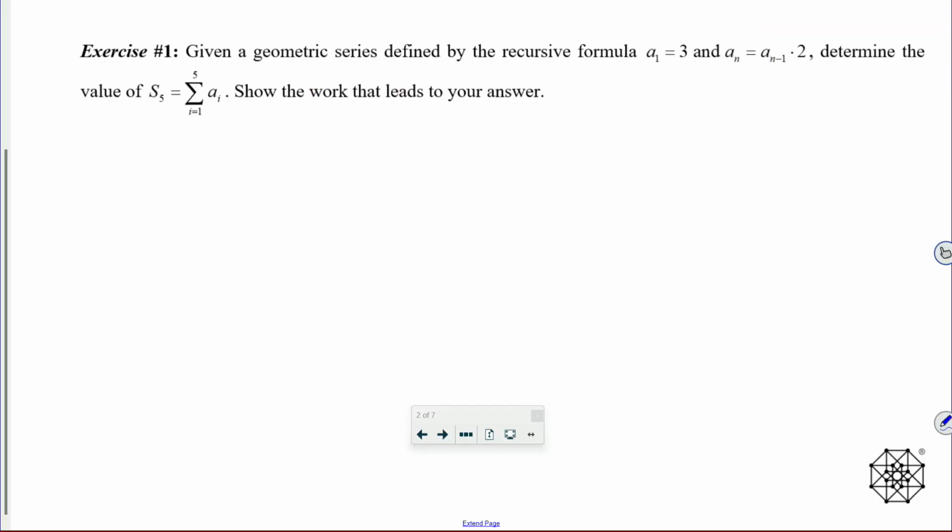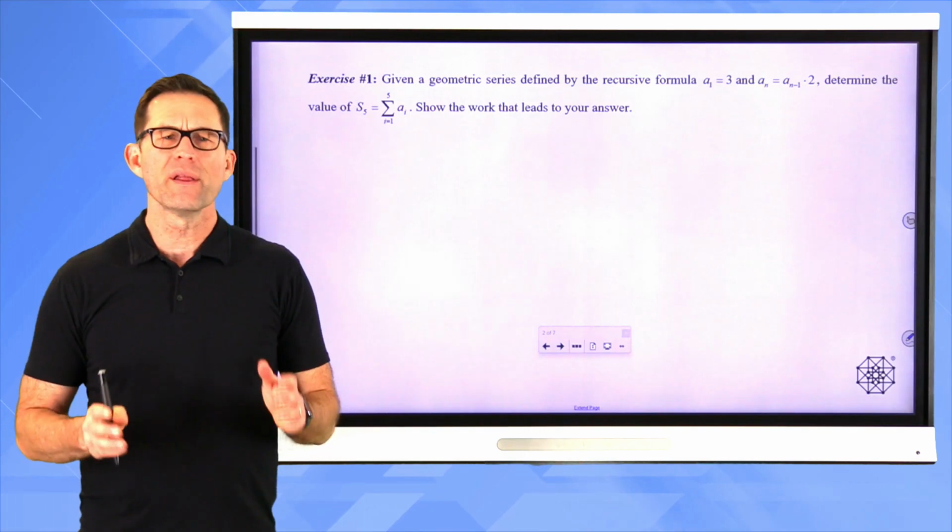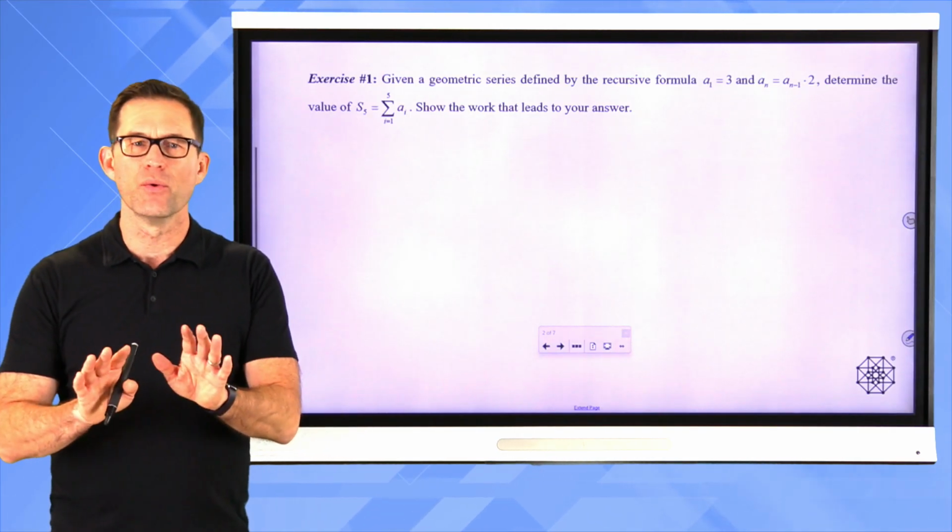Given a geometric series defined by the recursive formula a sub 1 equals 3 and a sub n equals a sub n minus 1 times 2, determine the value of s sub 5, which is the summation of i equals 1 to 5 of a sub i. Show the work that leads to your answer. All right, well, let's walk through this and just make sure that you understand.